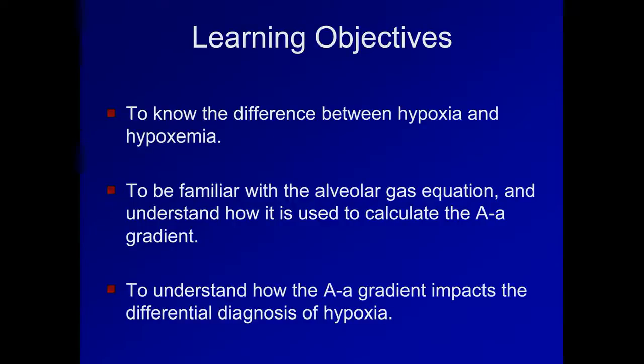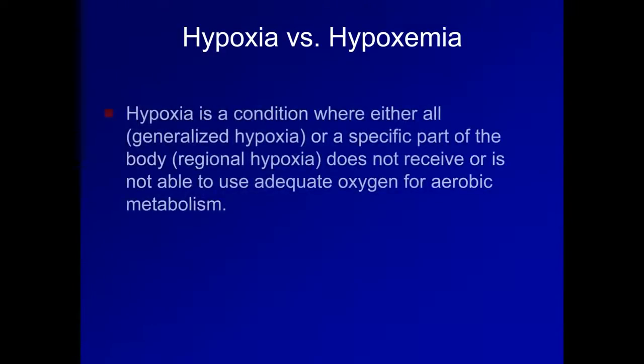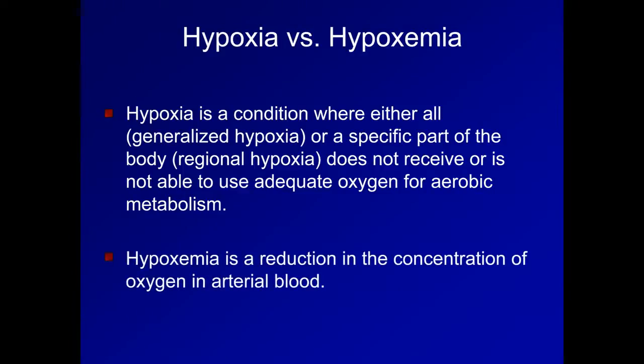The first thing to discuss is the difference between the terms hypoxia and hypoxemia. Although they are frequently used interchangeably, it's important to realize that they are not synonymous. Hypoxia is a condition where either all or a specific part of the body does not receive or is not able to use adequate oxygen to maintain aerobic metabolism. Hypoxemia, on the other hand, is a reduction in the concentration of oxygen in arterial blood.